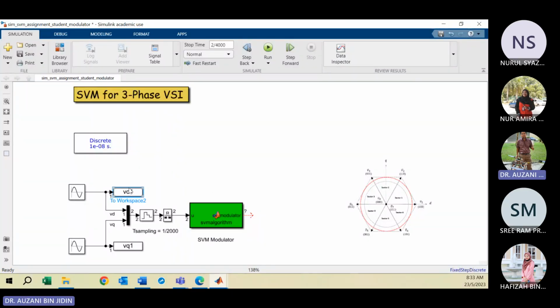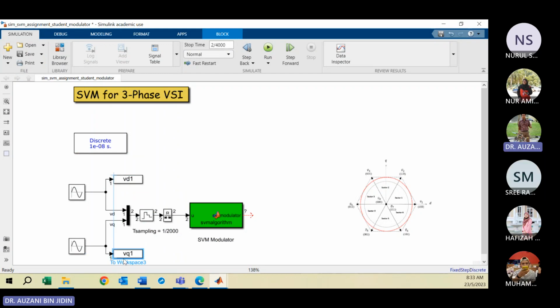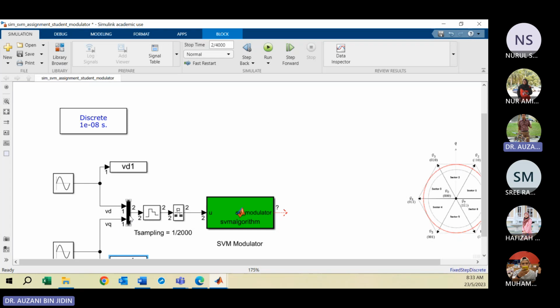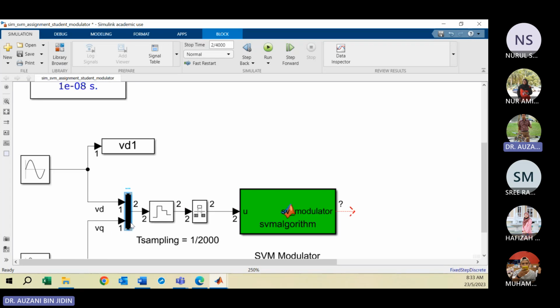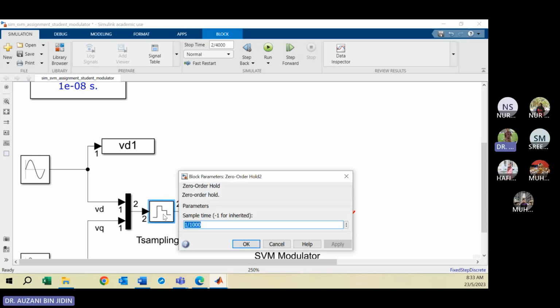Okay, so this is the input of the modulator. Here we apply the Mux block, because we need to compress the two signals. So this signal actually carries two pieces of information, VD and VQ. Okay, so this is the sample and hold. You retain it. Double click this block.